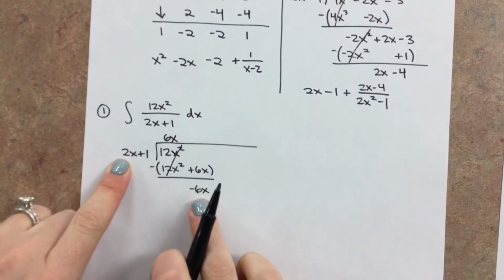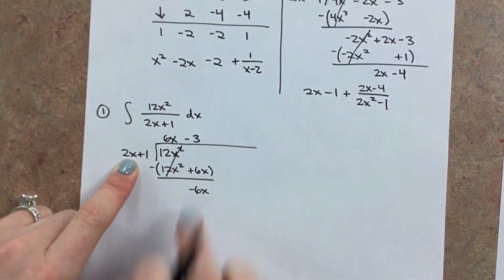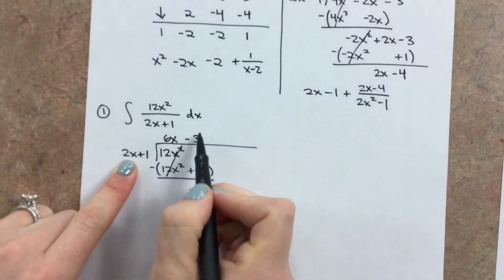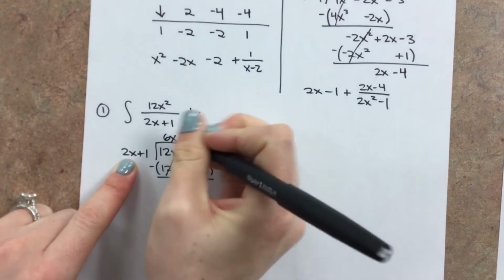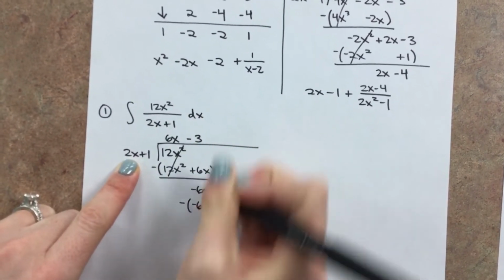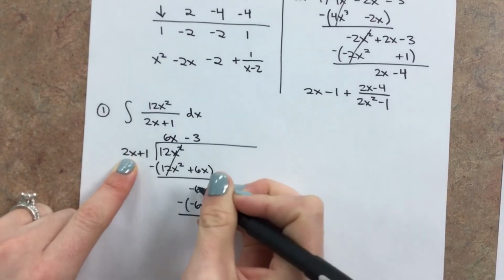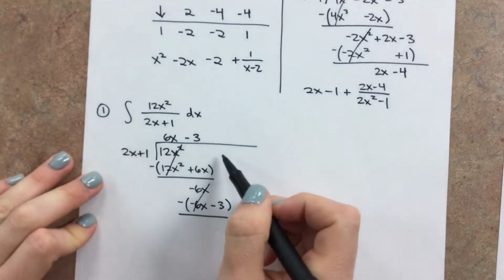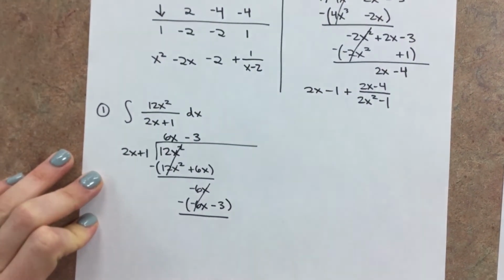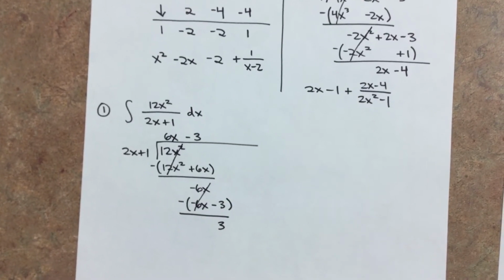2x divided into -6x. So 2x times a -3 would give me this -6x. So I take the -3, distribute it to the 2x plus 1. -3 times 2x, -3 times 1. -6x minus a negative, so plus, which means that cancels. So there's nothing here minus a -3, so that would be a +3. All right, so now that's my remainder.